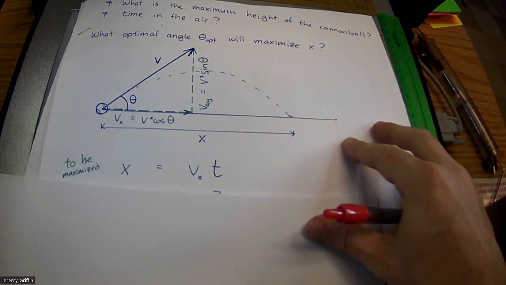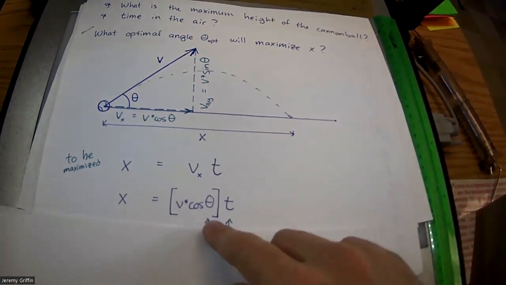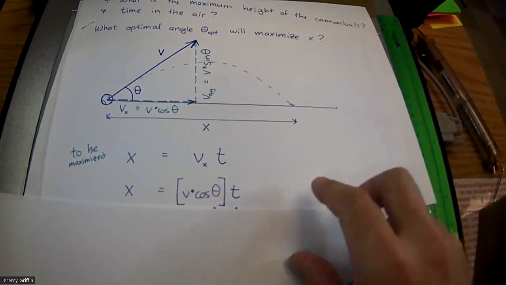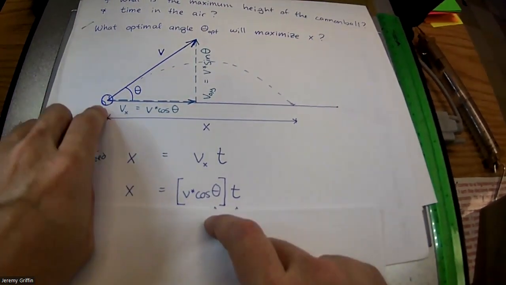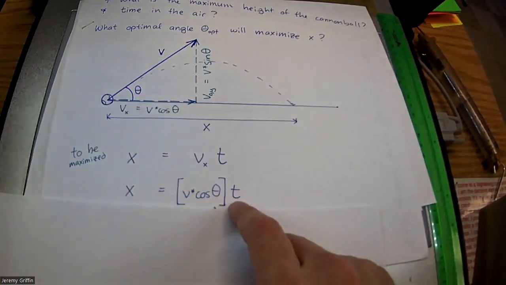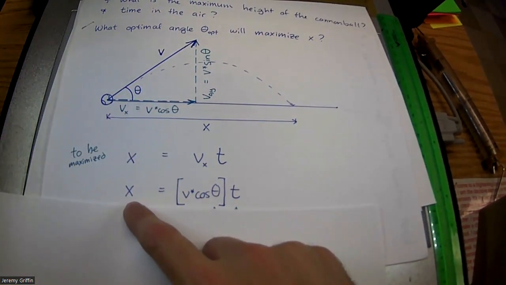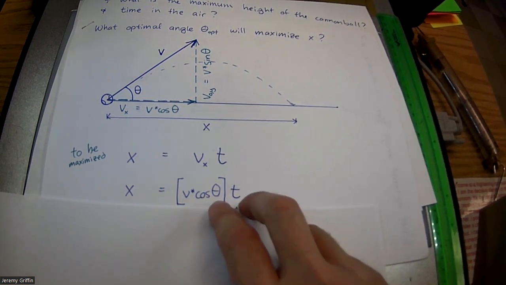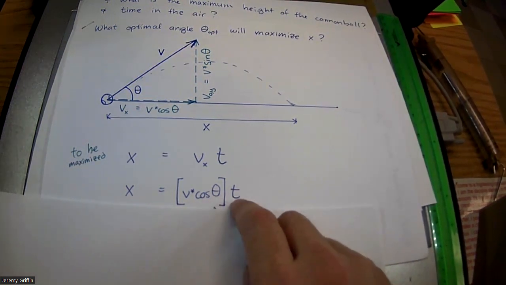Right? Did you guys write that? V cosine theta times t? You guys see what that would be, right? So blast speed times cosine theta is how fast it's going across, times the amount of time it's in the air would tell you how far it went. Is that true? Okay.